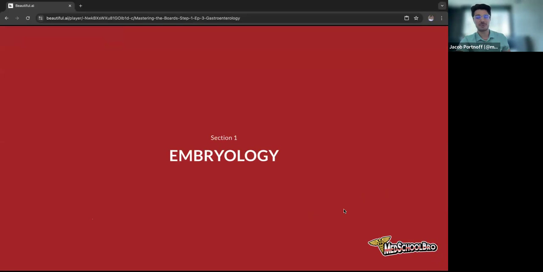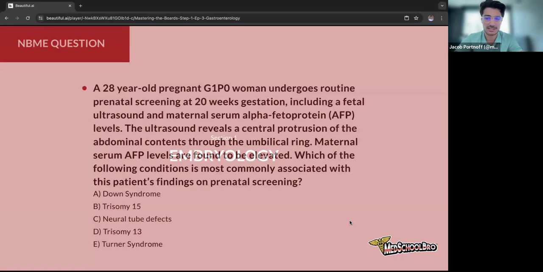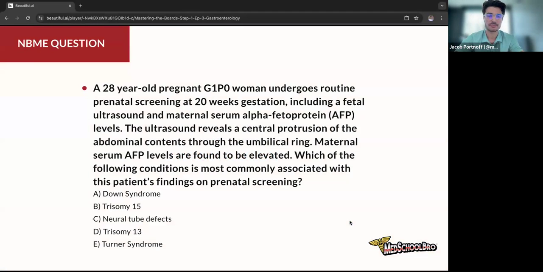We're going to be starting off with embryology, which is very high yield when it comes to the gastrointestinal system. So let's have a read of this vignette, everyone. We have a 28-year-old pregnant G1P0 woman undergoing routine prenatal screening at 20 weeks gestation, including a fetal ultrasound and maternal serum alpha fetal protein. The ultrasound reveals a central protrusion of the abdominal contents through the umbilical ring. Maternal serum AFP levels are found to be elevated.